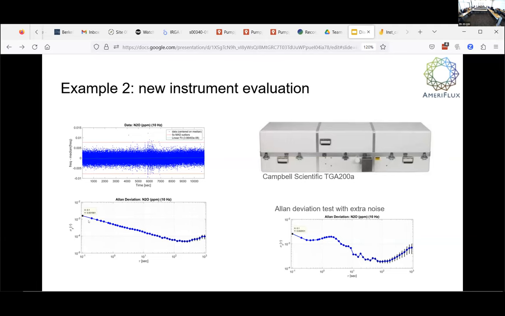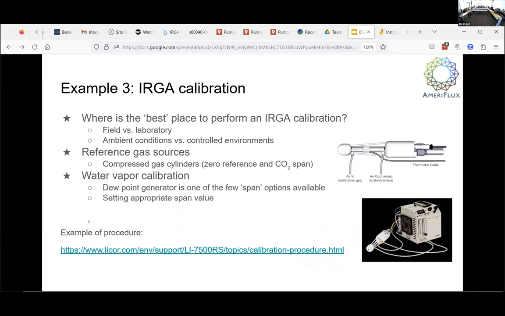So you see that the analyzer on the lower right has excess noise, right? And that got us thinking about what the issue was. It sent us on a wild goose chase, but eventually we addressed this issue. But that's something we do, right? We assess our instruments when we get them.